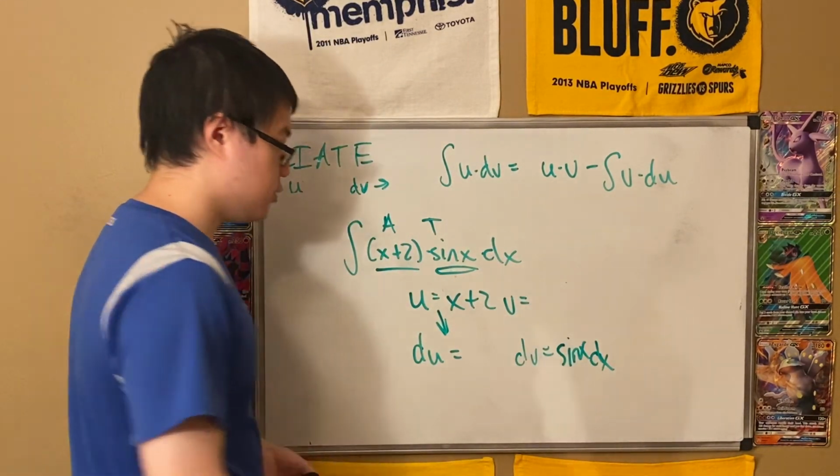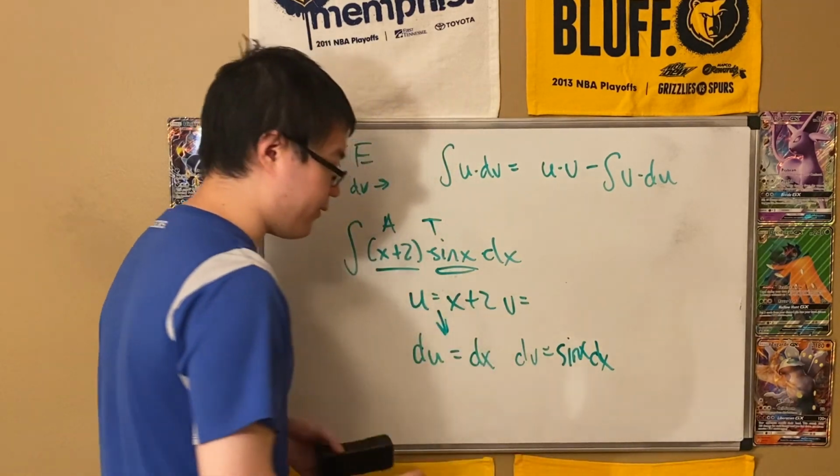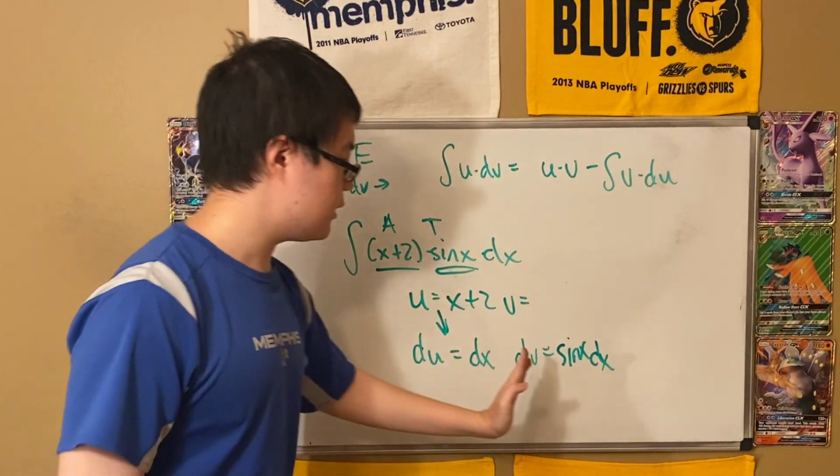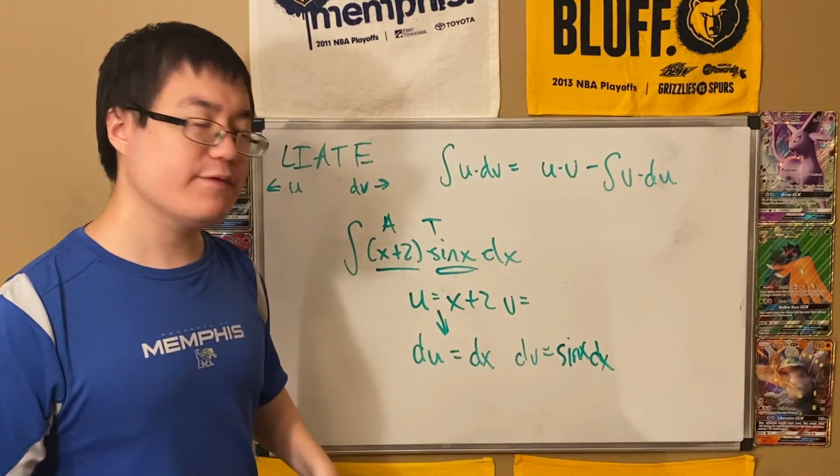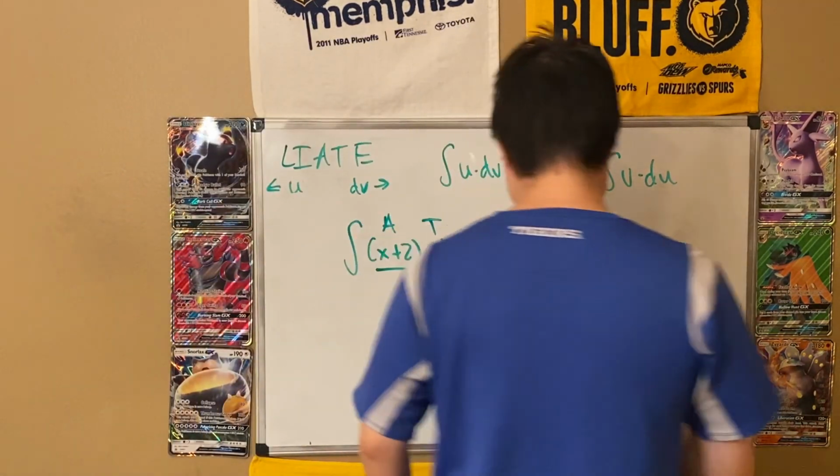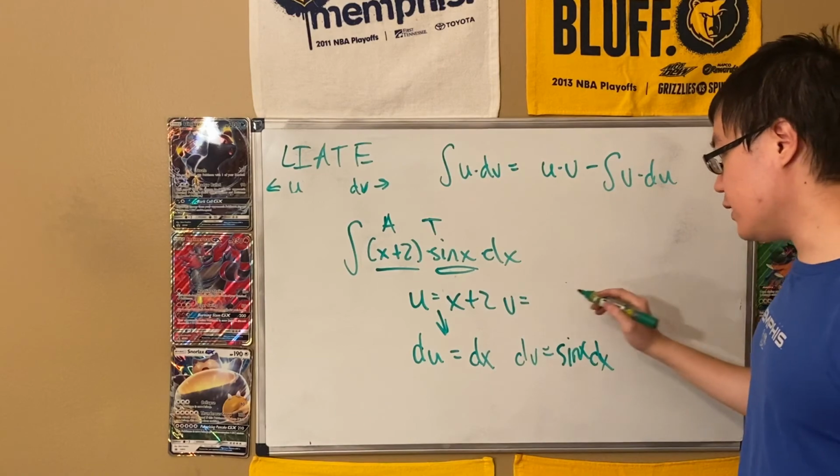What's the integral of x plus 2? We're going to write that as the derivative of x plus 2. Sorry, we take the derivative of this side, integral of this side. So the derivative of x plus 2 is just dx. What's the integral of sine of x? Well, that's just going to be cosine.